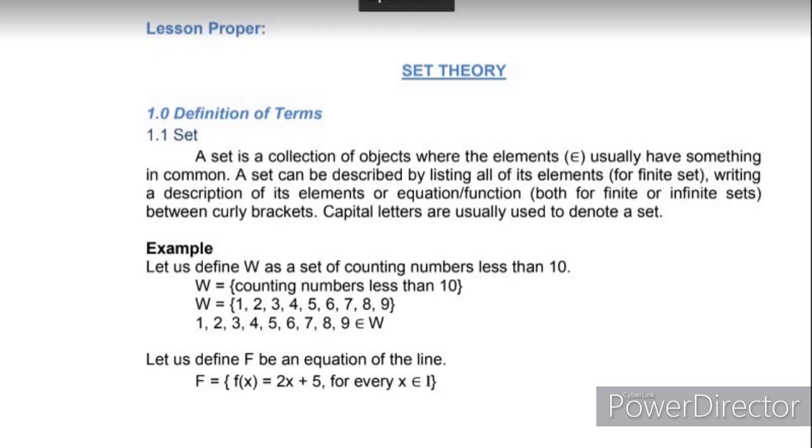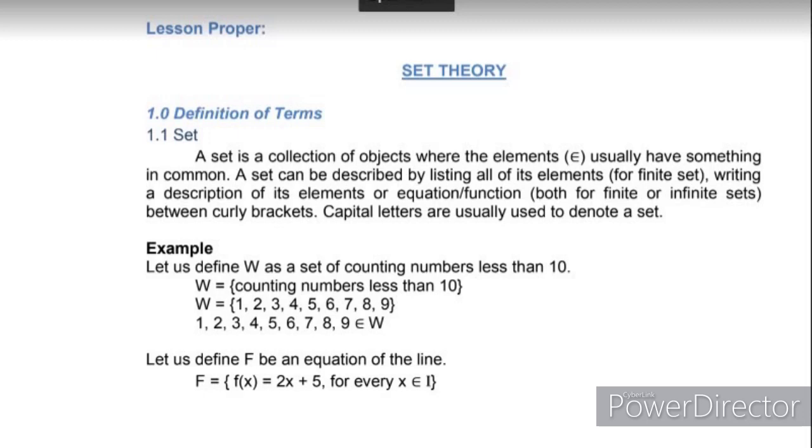After watching that video, I hope that you gain some insights about our topic. So let's now go to the lesson proper. The first topic is about set theory. 1.0 Definition of terms. 1.1 Set.